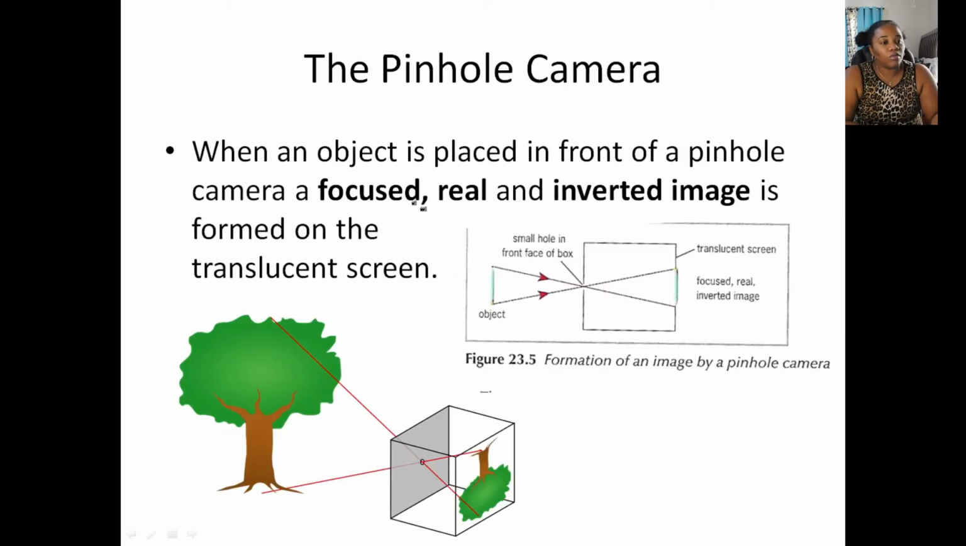Now, when an object is placed in front of a pinhole camera, a focused, real, and inverted image is formed on the translucent screen. And you should really go and try to make a pinhole camera. It's not as easy as it appears here. I'm going to put up a video. You should see it right now. I'm going to put a link to one of the videos I use in class to build a pinhole camera. It's a lot of fun, and maybe you can try it too when you get a chance. Okay.